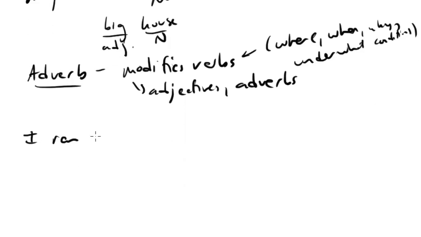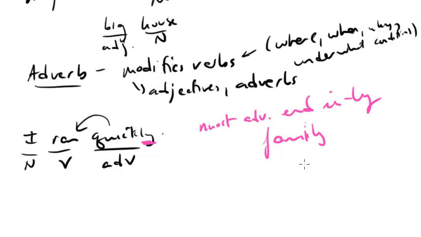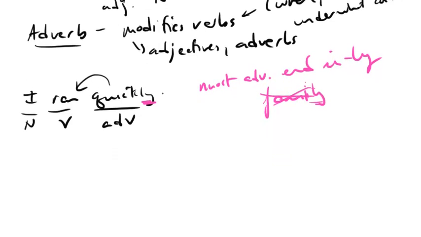I ran quickly. So here's our noun, our subject. Here's our verb. Here would be our adverb because it tells us how we are running, in what way we are running. As you can see, this adverb ends in ly, and most adverbs end in ly. Not all adverbs end in ly. In addition, not every word that ends in ly is an adverb. I mean, take family. Family ends in ly, but that's not an adverb. So it's a general rule to follow, and for the SAT, it's probably going to be good enough. Okay, so that would be an example of an adverb modifying a verb.